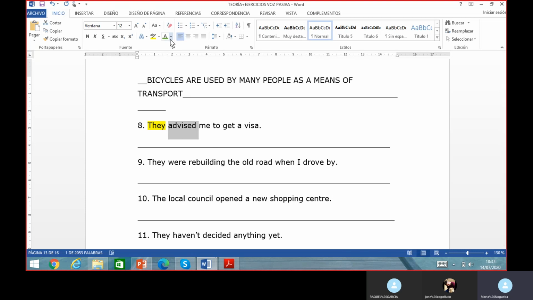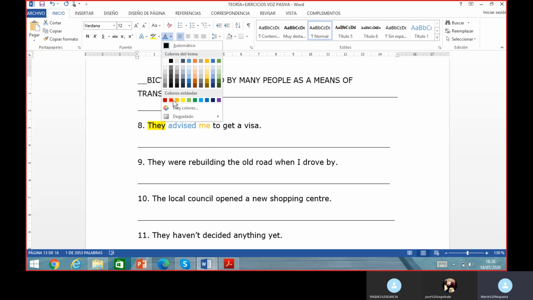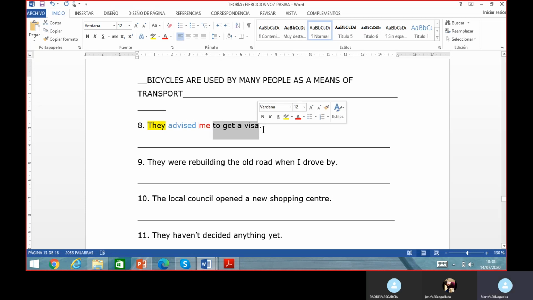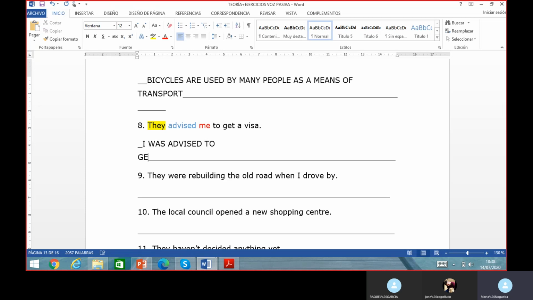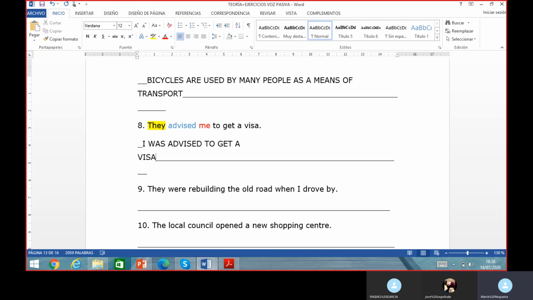They advised is my verb. Me, this is the indirect object. To get a visa, this is a passive with infinitive, but this is the same. So I was advised to get a visa. And we don't put by them. How do I translate this into Spanish? Me aconsejaron. En español no sería una pasiva, simplemente sería una frase impersonal. Me aconsejaron obtener una visa.